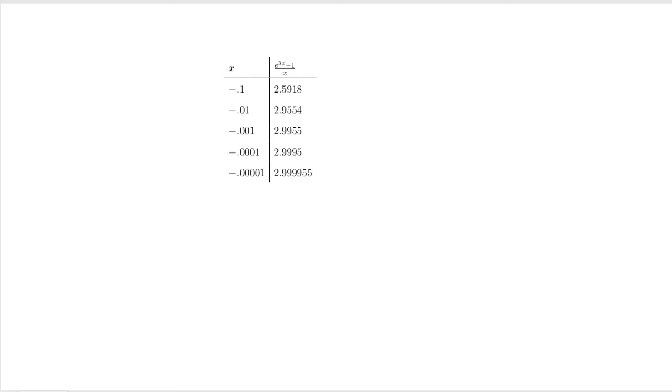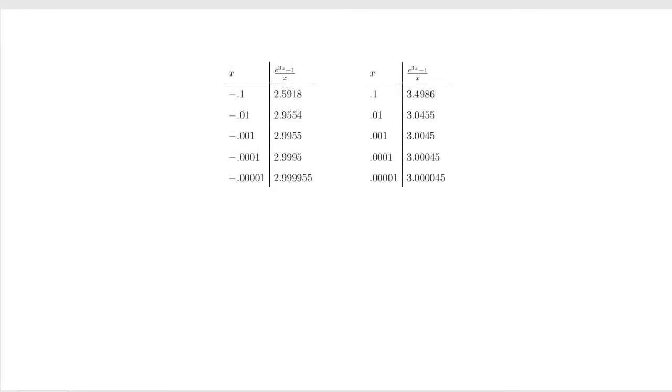If we pick x values close to 0 but to the left of 0, like negative 0.1, negative 0.01, etc., so we're approaching 0 from the left, you can see that the function values appear to be getting closer and closer to 3. And if we pick x values close to 0 but to the right of 0, like 0.1, 0.01, 0.001, etc., so approaching 0 from the right, you see that it also looks like the function values are getting closer and closer to 3.